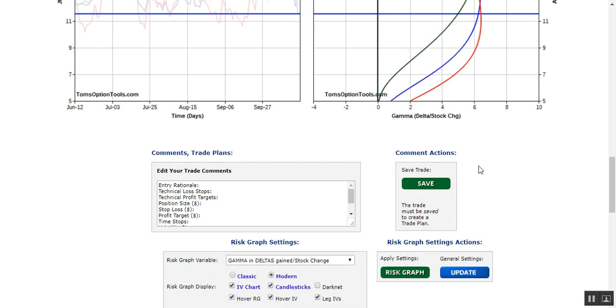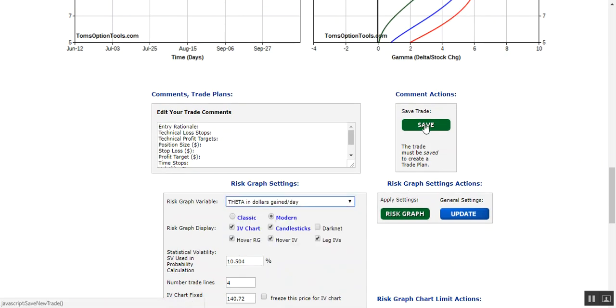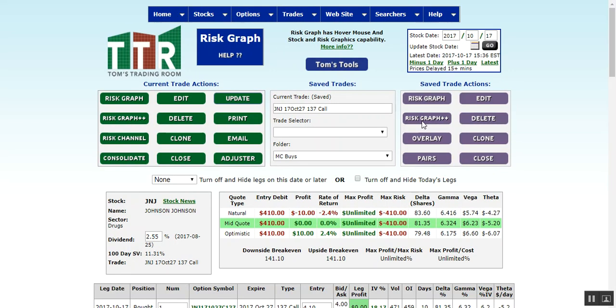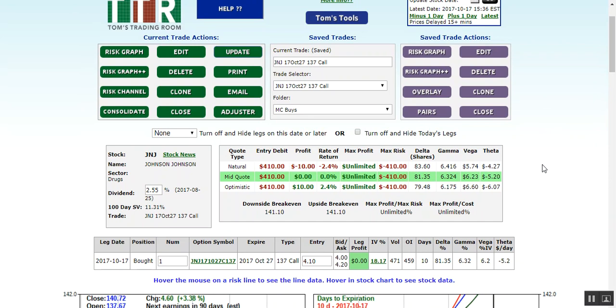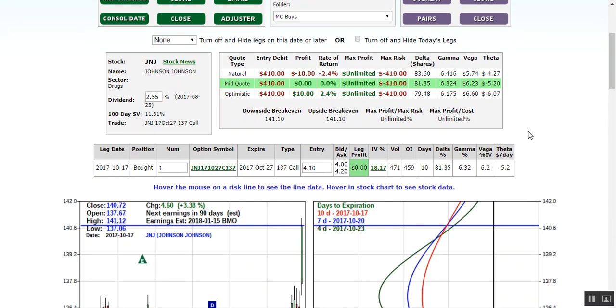Let's scroll on down and show you the theta in dollars gained per day or lost per day. If nothing changes by way of the stock price and one day of time goes by, the theta is how much you'll lose dollar-wise for that day of time decay. And all of these charts are based off the mid-quote, the highlighted green there. So it's a theta of minus 520.